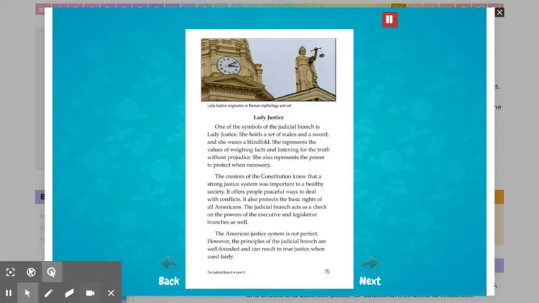The creators of the Constitution knew that a strong justice system was important to a healthy society. It offers people peaceful ways to deal with conflicts. It also protects the basic rights of all Americans. The judicial branch acts as a check on the powers of the executive and legislative branches as well. The American justice system is not perfect. However, the principles of the judicial branch are well-founded and can result in true justice when used fairly.